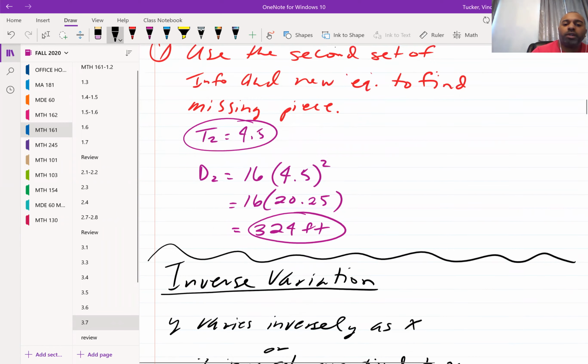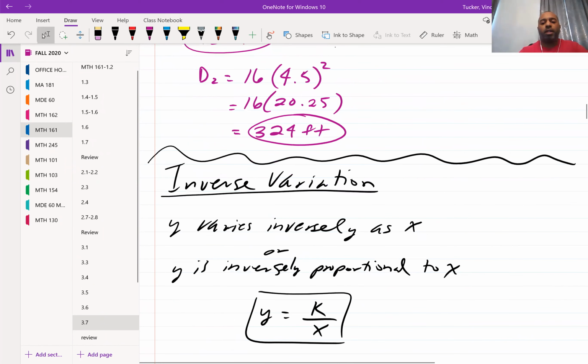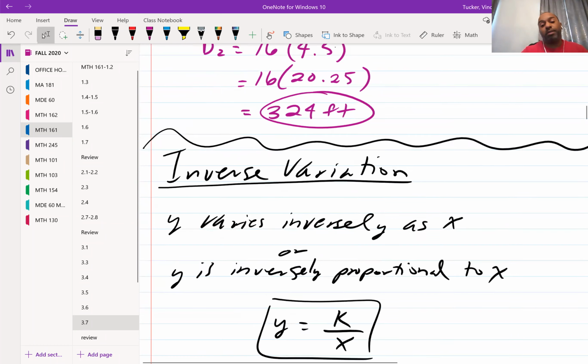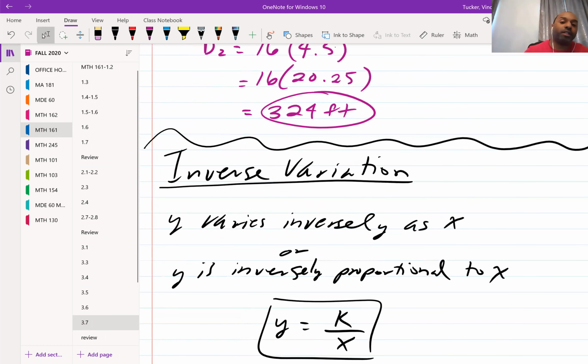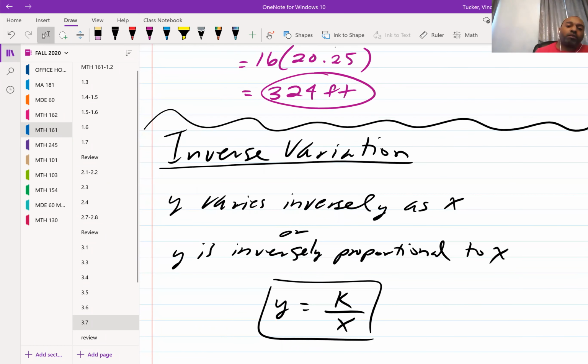All right, so let's look at inverse variation. Same process, different setup. So here we're looking at inverse variation. Y varies inversely as X, or Y is inversely proportional to X, will prompt us to set up a problem this way. Y is equal to K over X.